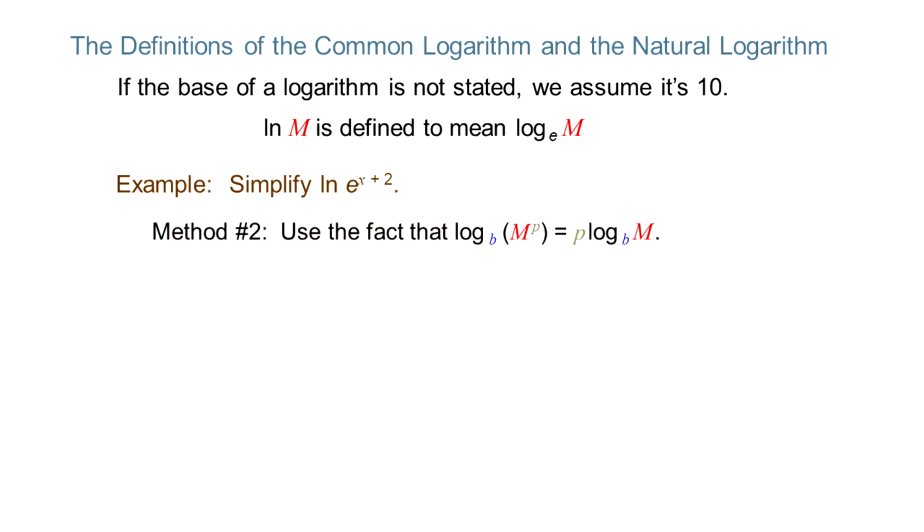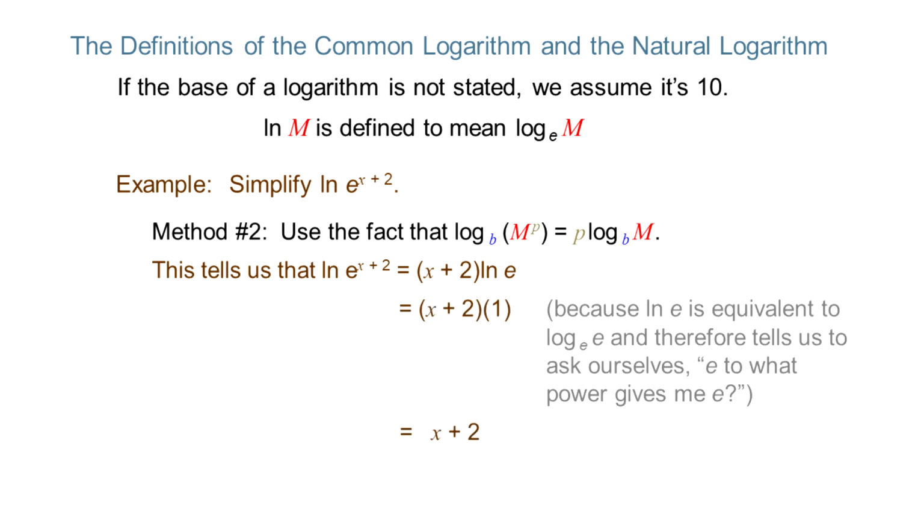I can also work this problem using the power rule. I can use this rule to say that the natural log of e to the power of x plus 2 is equal to the product of x plus 2 and the natural log of e. To simplify this further, I'll note that the natural log of e is equal to 1 because the natural log of e should tell you to ask yourself, e to what power is equal to e? Since the product of x plus 2 and 1 is equal to x plus 2, I can say that the final answer to this question is x plus 2. Note that this agrees with the answer that I found when I worked the problem using the definition of the logarithm.